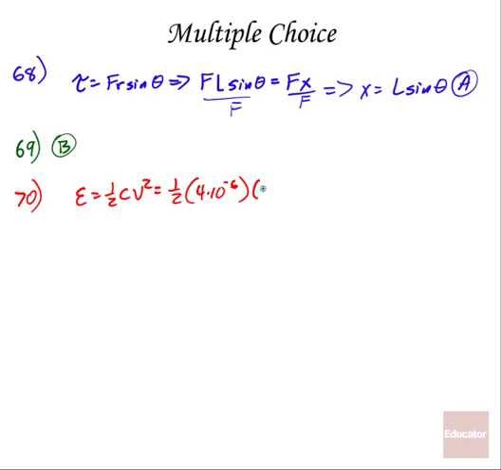Capacitance in farads times 100 volts squared, or 1/2 times 4, that's going to be 2, times 10 to the minus 6 times 100 squared is 10 to the 4th, so I'm going to get 2 times 10 to the minus 2, and units of energy are joules. Correct answer there? E.